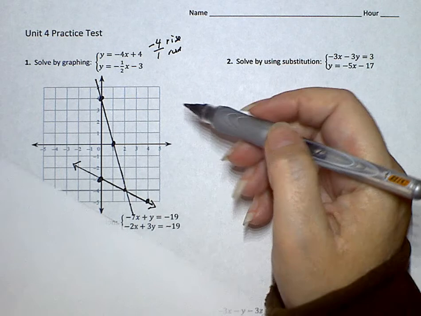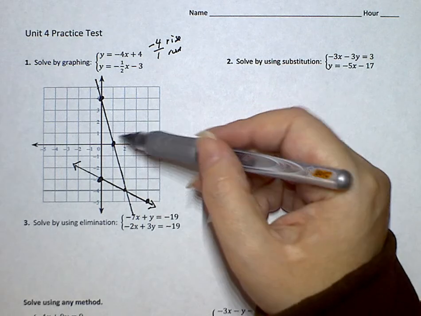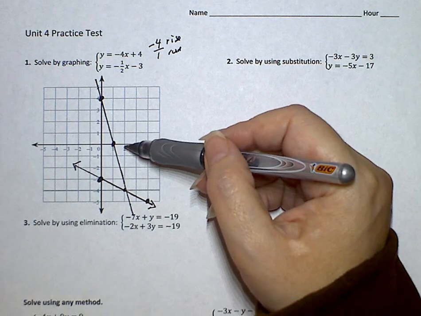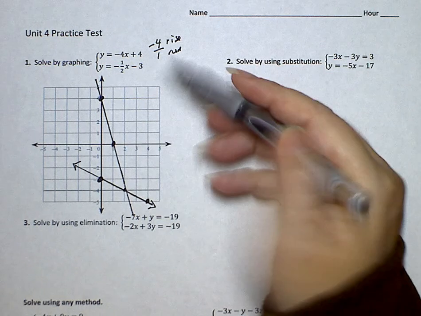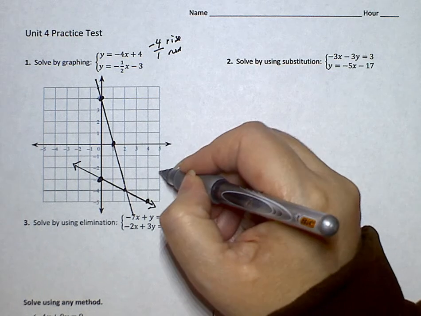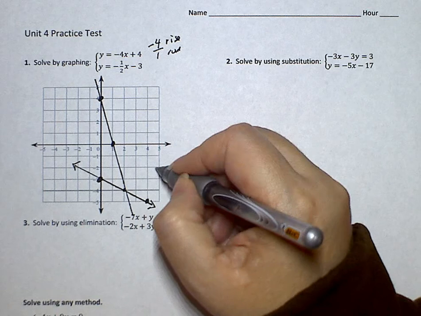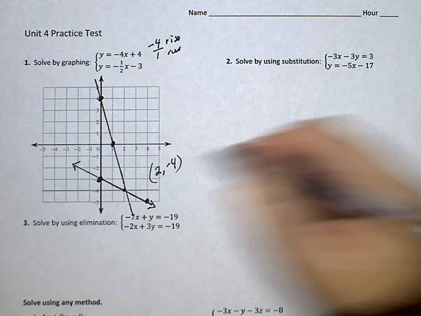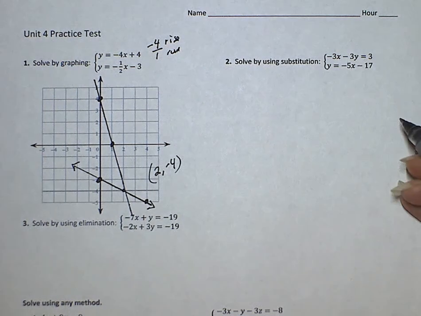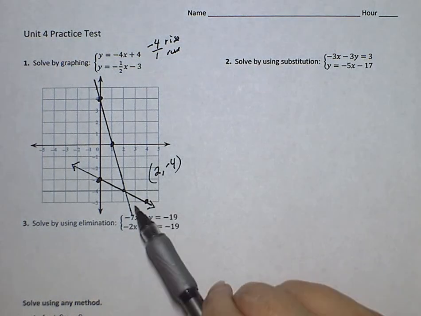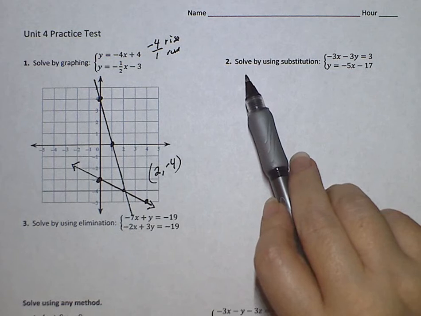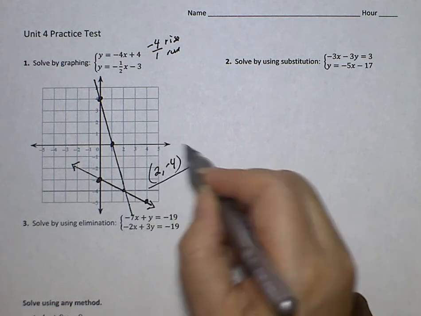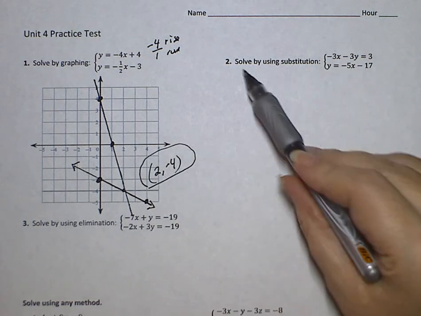And so a rough estimate would be 2, negative 4 for my answer. Then it says here, because remember, graphing, you're always going to have some error. Now it says solve by substitution.